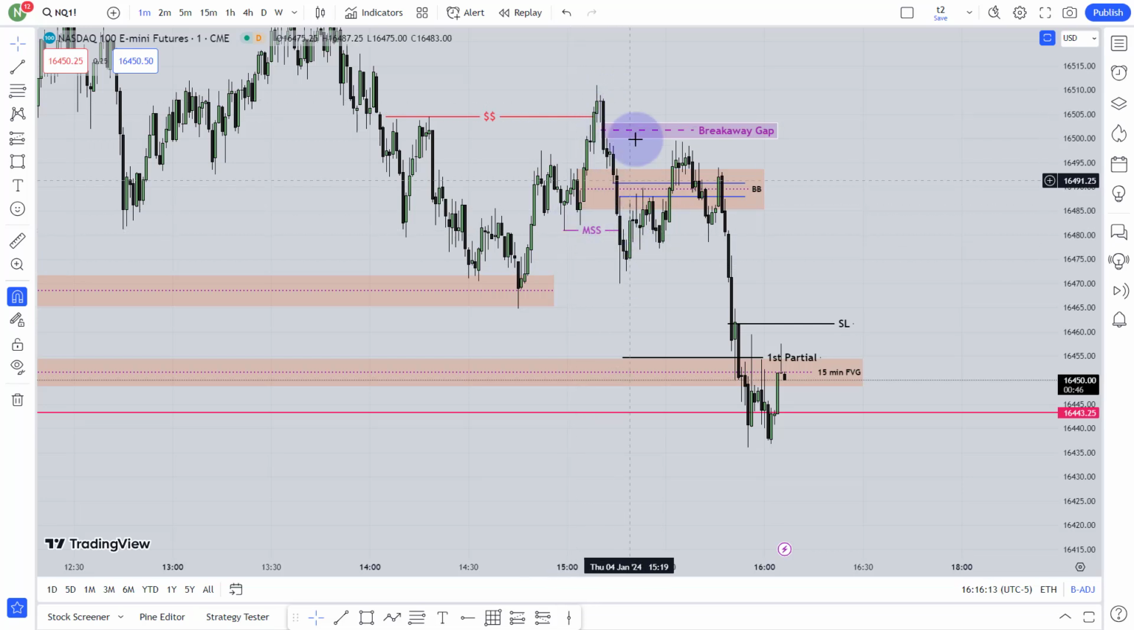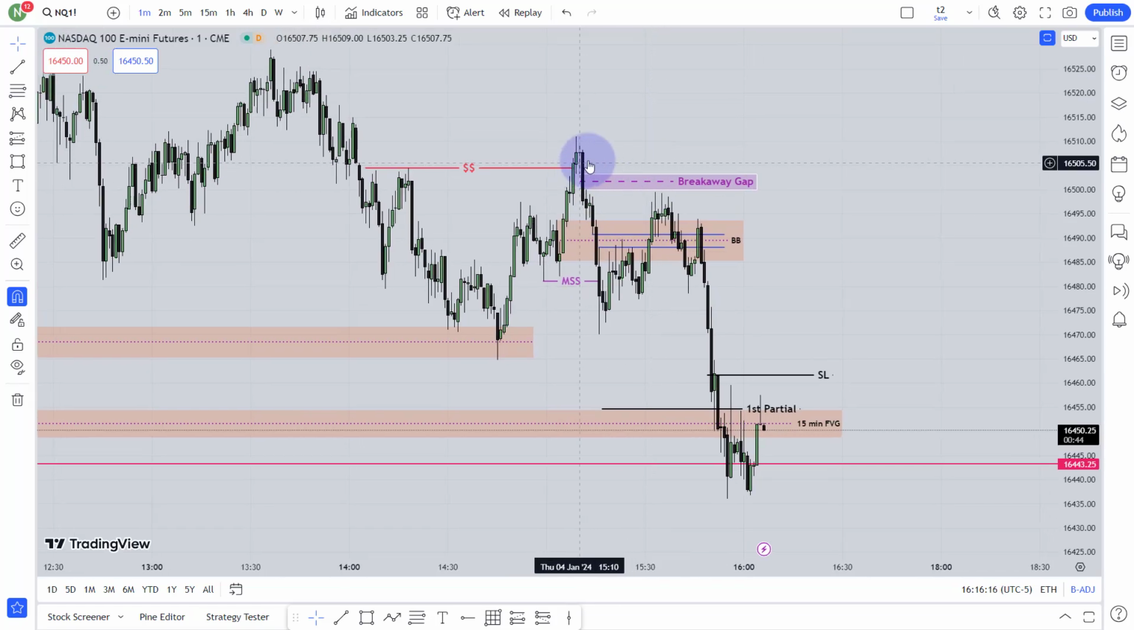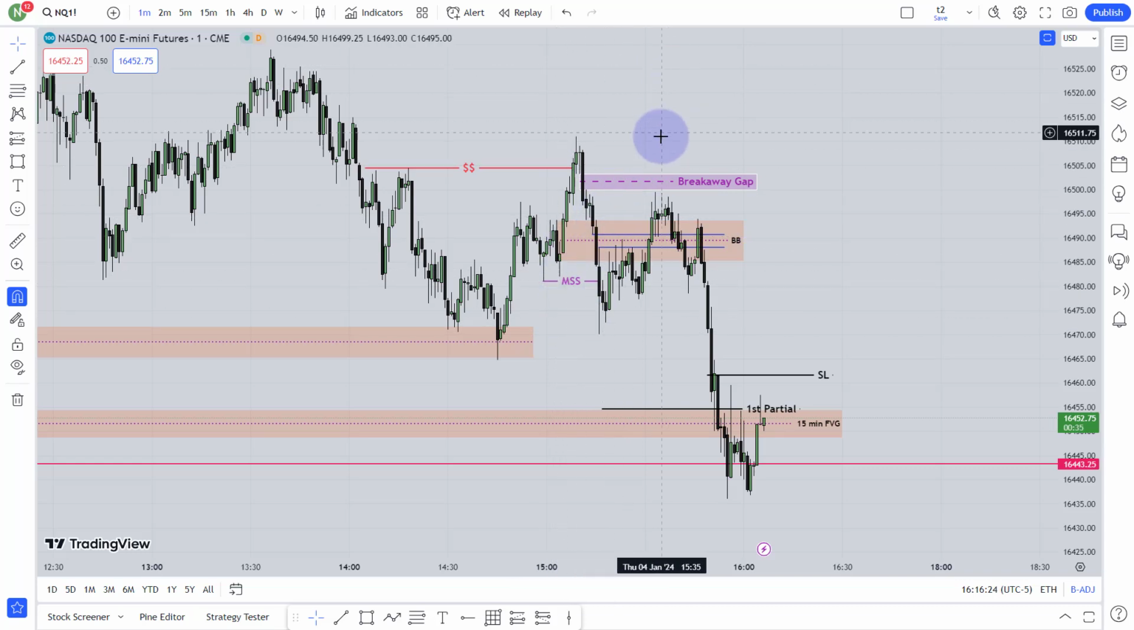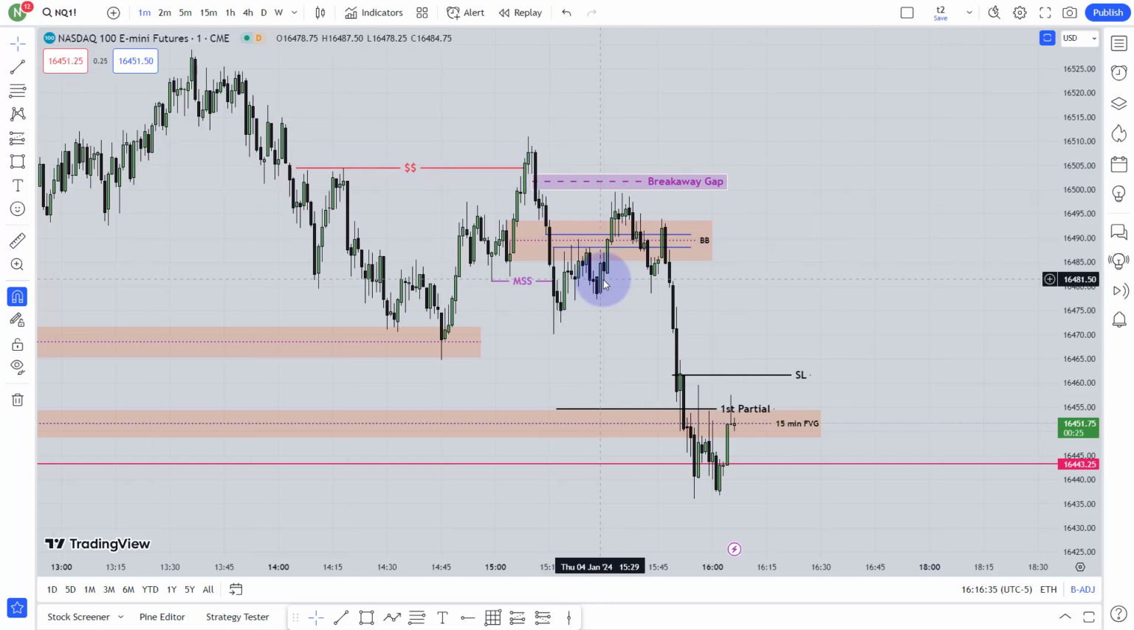This is the market structure shift. At the same time, I was expecting the dollar index to go higher from the first 50-minute fair value gap. It will expand higher. So when dollar will expand higher, the Nasdaq should expand lower. So it gave me the market structure shift. When it was falling, I wasn't hurried to take my entry.